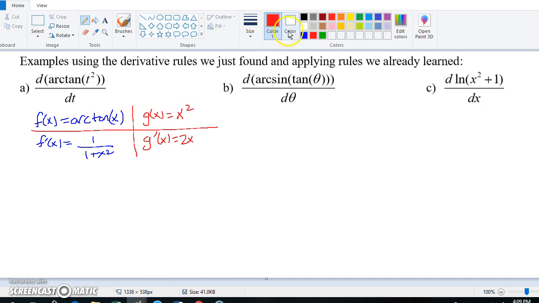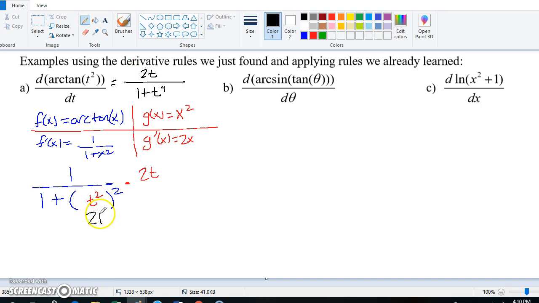We're going to use the chain rule on this. We need the outer function derivative, so that's 1 over 1 plus something squared. What goes inside there? Oh, my t squared goes inside there. Sorry, I used x's instead of t's. Then I'm going to multiply by the derivative of t squared, which is 2t. In the end, the derivative of this function is 2t over 1 plus t to the fourth.